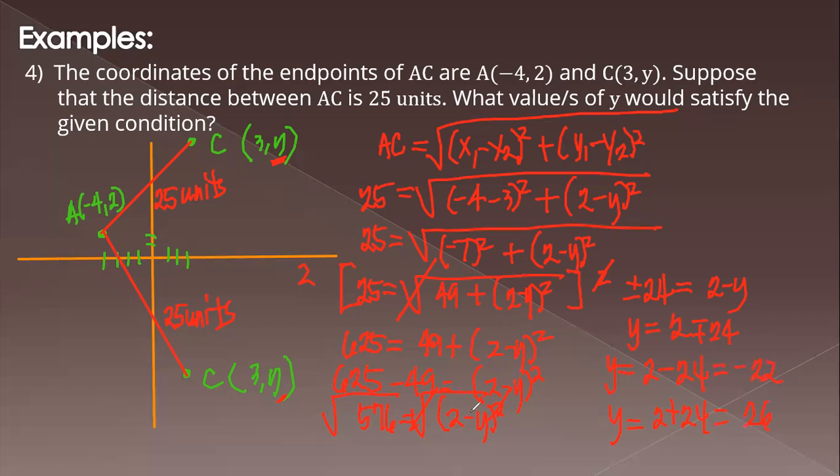Okay, so we have here two values. One is negative and the other one is positive. So we can say that the negative side is 1. Our C here will be 3, negative 22. And the other one here, C is equal to 3, positive 26. So these 2 points, our C and our C prime, are both 25 units away from point A, which is negative 40. Okay, so ito lang ang hinihingi natin dyan, the values of our Y. That's negative 22 and positive 26.